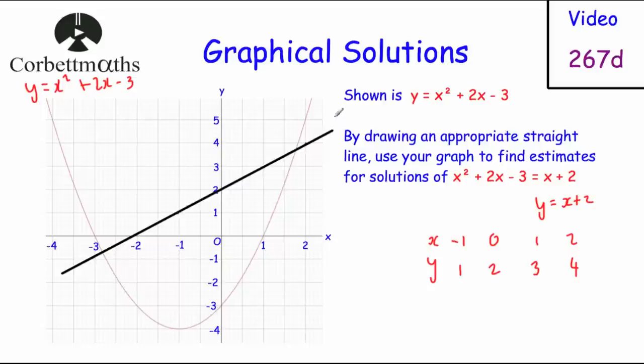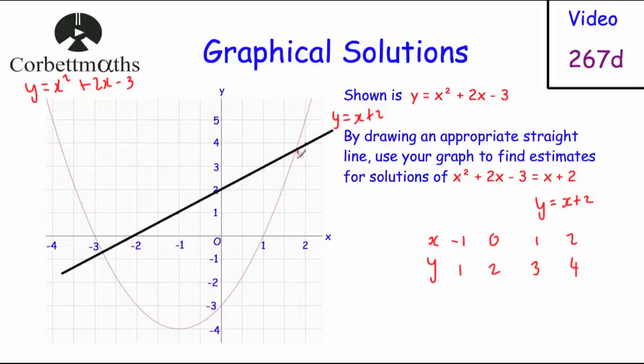And we've just drawn that straight line of y equals x plus 2. And if you notice here, we've got y equals x squared plus 2x minus 3, that's the left-hand side of the equation. And the right-hand side of the equation, we've got that x plus 2, that y equals. So we've got our y equals x plus 2 and our y equals x squared plus 2x minus 3. And we've drawn them on the graph and we can see they intersect each other twice. So let's find where they intersect.